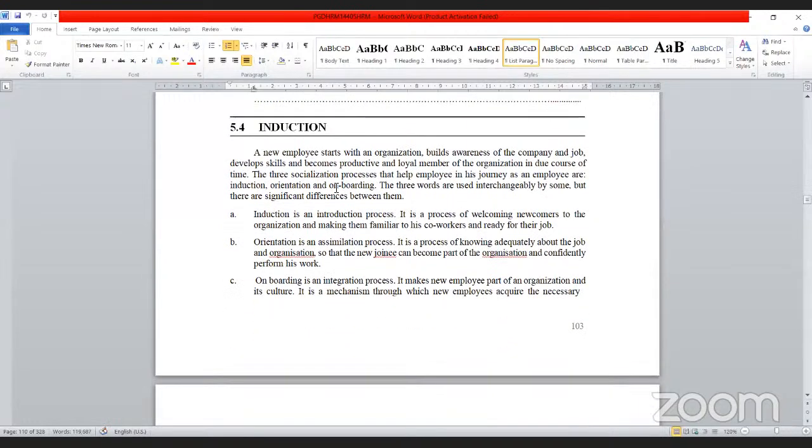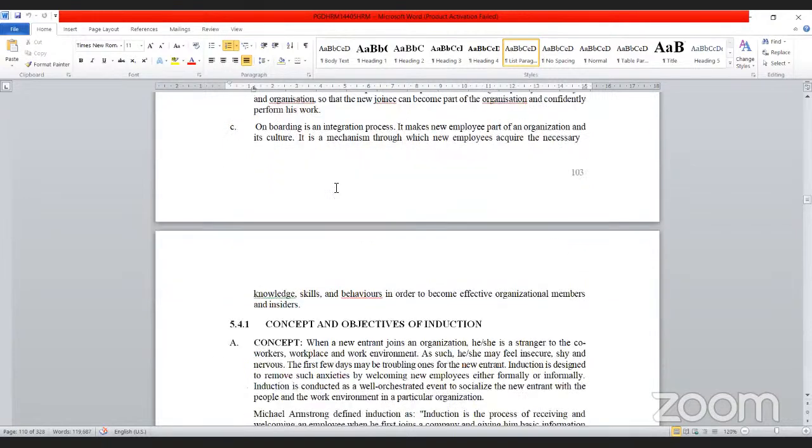After this, what is induction? Induction is when a new employee starts within an organization. He builds awareness of the company's skills and becomes a productive and loyal member of the organization. Induction is an introduction process. After the candidate has been recruited and selected, he goes through induction, which is the welcoming of the employee.